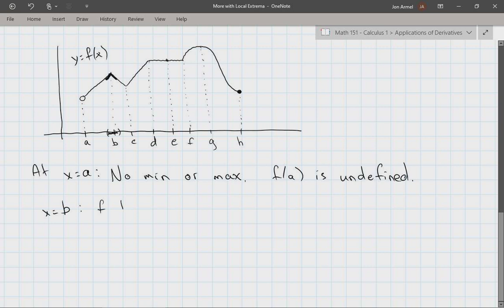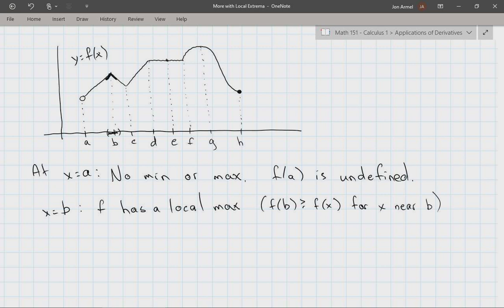So we would say f has a local max. Right? So we're saying f of b is greater than or equal to f of x for x near b. Okay, cool. That seems like a good intuitive maximum. That's what a maximum should be, right? Not the global maximum. So b is not a point where f has a global maximum. The global maximum would be on the entire interval from a to h, what's the biggest value that f takes? And that happens at g. But it is a local maximum nonetheless.